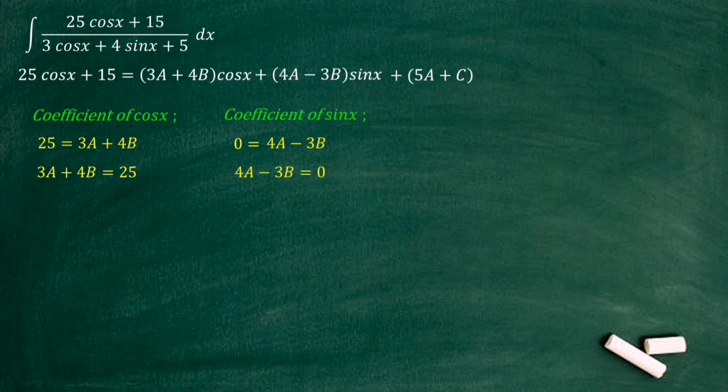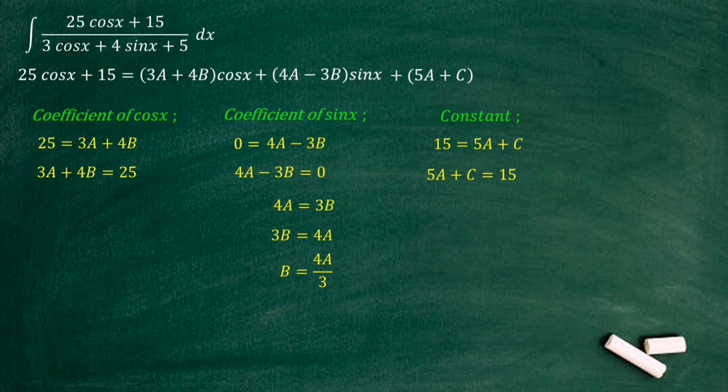Final one, constant. In the left hand side, constant value 15. In the right hand side, 5a plus c. Then we can write 15 equals 5a plus c. So we have the equation 5a plus c equals 15. Let's move to equation number 2. From equation number 2, we have 4a equals 3b. Then we can write 3b as 4a. We can make b the subject as 4a over 3. Let's move to equation number 1.